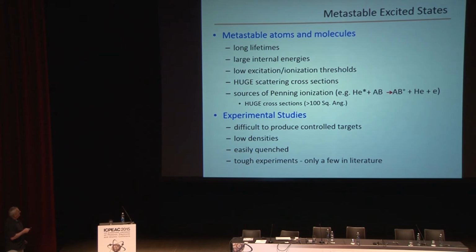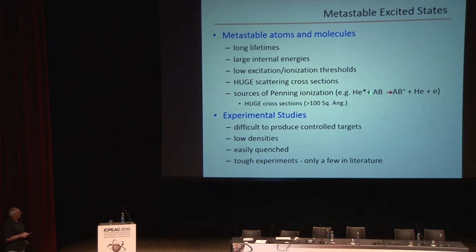One that I'm interested in is metastable atoms and molecules. These things have very long lifetimes. The one that I'll talk about, in fact, has the longest atomic lifetime for an atomic valence state. Large internal energies. In the case of the rare gases, metastable helium has almost 20 electron volts internal energy. They can be excited and ionized with very low energy electrons. They have huge scattering cross sections, as we'll see. And they can be sources of Penning ionization.